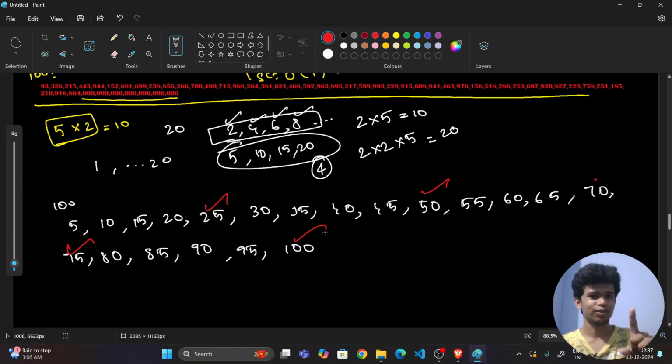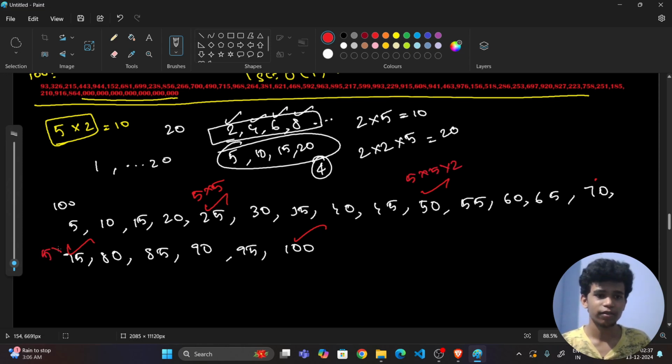You may ask, what is meant by two 5s first of all? It is like 5 into 5. Here, 5 into 5 into 2. Here, 5 into 5 into 3, right? Here, 5 into 5 into 4, like that. Can you understand this? Again, when I go to 125, it will be 5 into 5 into 5.